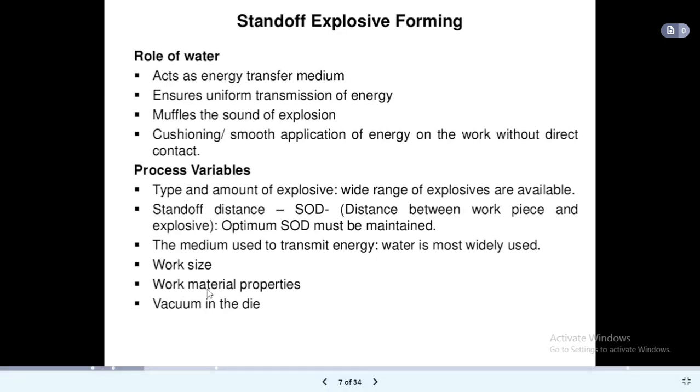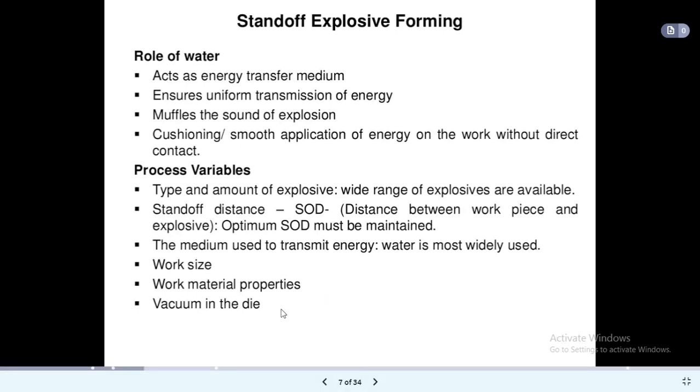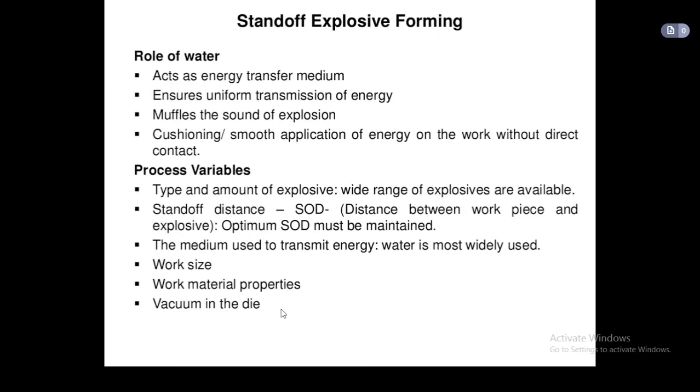Then work size, the size of the workpiece we are using, is also one process parameter. Then work material properties, which type of material we are using for the workpiece, also affect this. And vacuum in the die cavity. So these are some process parameters that affect explosive forming.